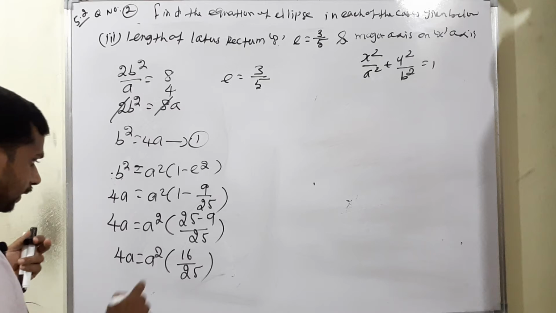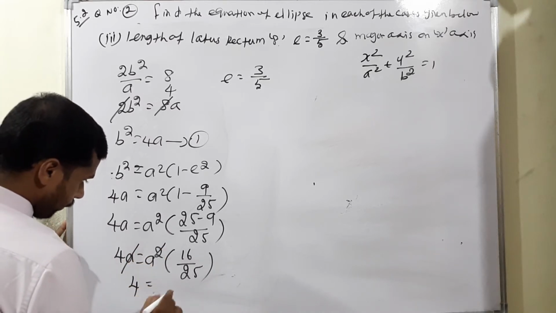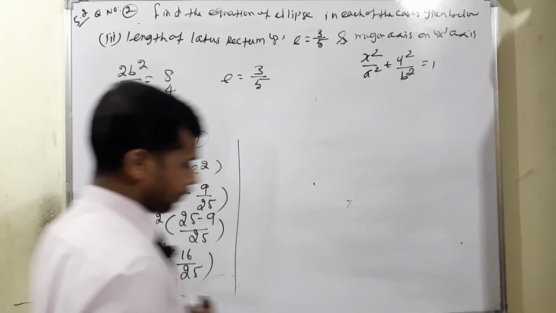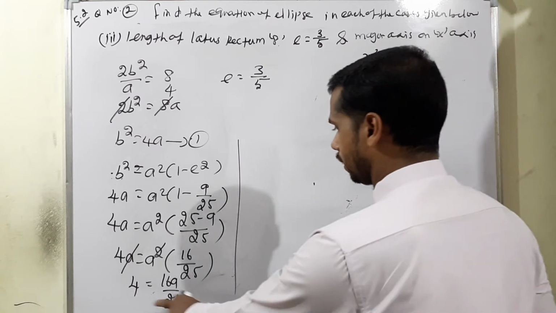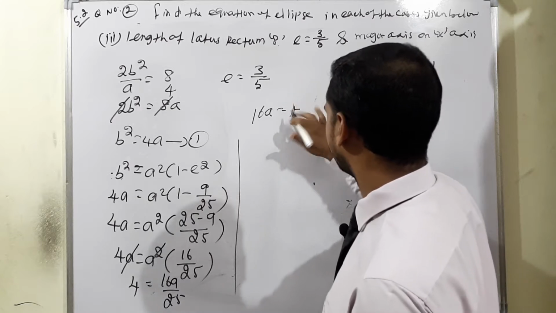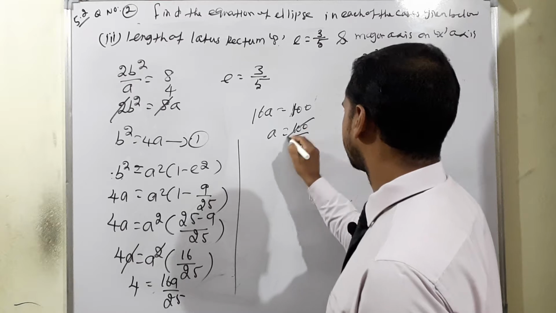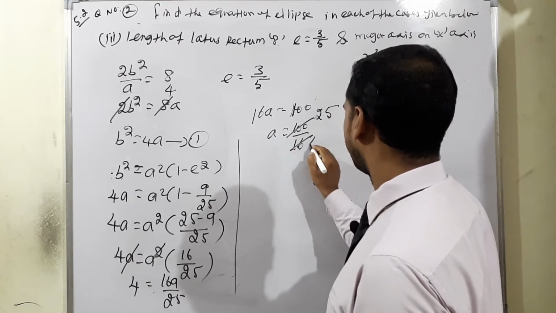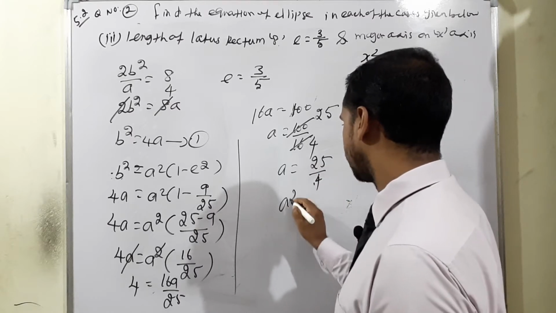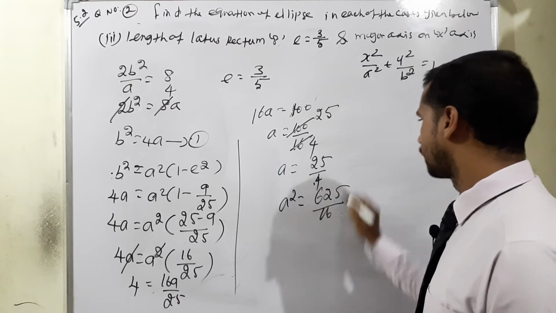Now, 16 divided by 25, and a square we can cancel. Therefore, 4 is equal to 16a divided by 25. So, 16a is equal to, cross multiply, 25 into 4, which is 100, isn't it? Therefore, a is equal to 100 divided by 16, which means 25 divided by 4. Therefore, a is equal to 25 divided by 4, so a square is equal to 625 divided by 16, since 4 square is 16.